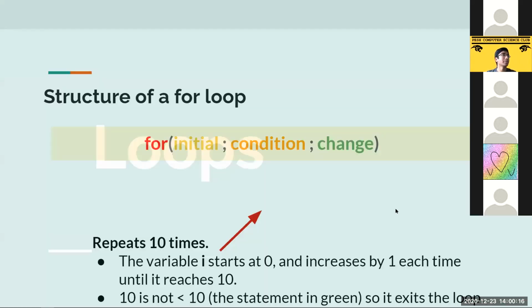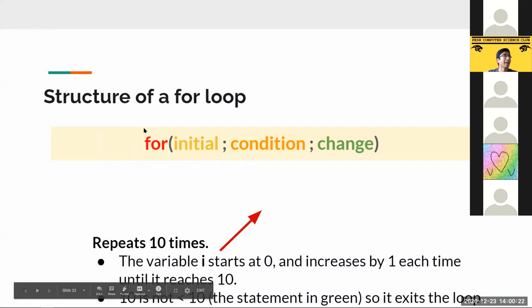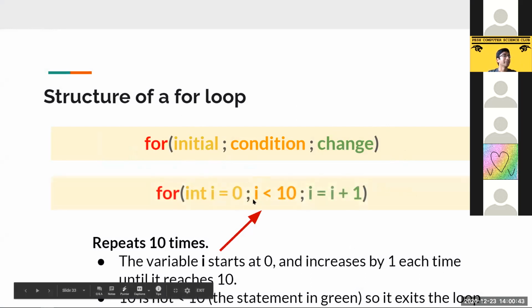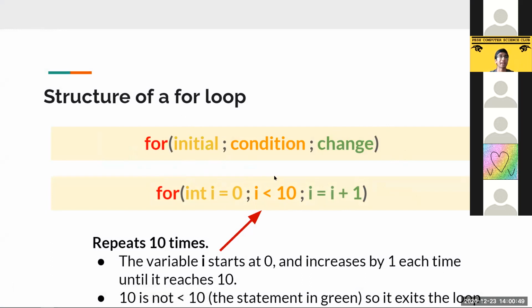So just a reminder for the structure of a for loop. Remember, we have the for and then parentheses. Inside the parentheses, we have the three parts. It's the initialize, the condition, for how long will this for loop run, and the change. So in this one, our initial would be that i is at 0. This loop will stop as soon as i becomes 10, and i will increase by 1 each time.